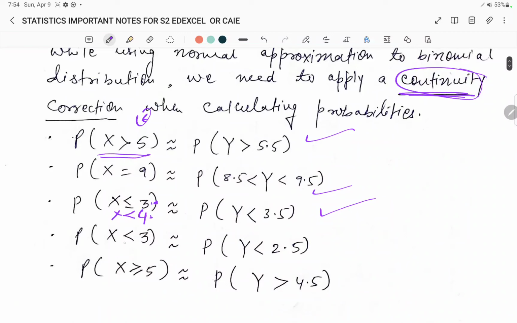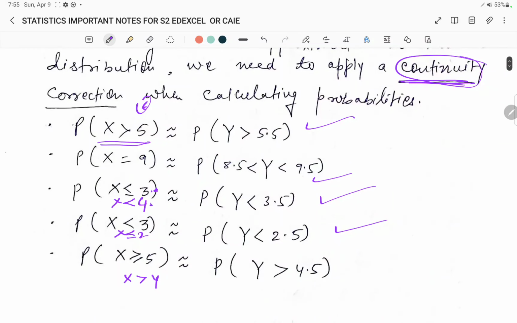P of X less than 3 means P of X less than or equal to 2. Then take the average of these two, which is 2.5. P of X greater than 5 is P of X greater than or equal to 6... this is P of X greater than 4 in binomial. Greater than 4, greater than or equal to 5, both are the same. So take the average of these two, which is 4.5. In binomial, there is a difference between equality and no equality. But in continuous, if there is equality and there is no equality, both are the same thing.